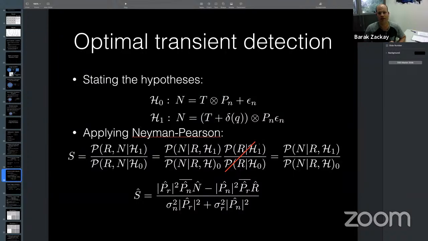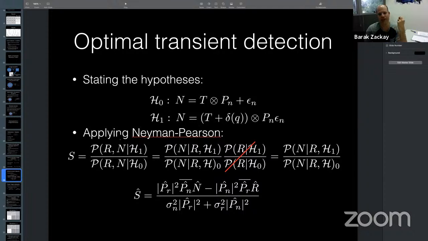Okay, so we already know we should treat it from first principles. So let's state the hypothesis. H0, no transient, means that there is an image, I don't know what it is, and it is convolved with some PSF, okay, and then some noise added. And the H1 hypothesis is the same unknown sky plus some new delta function at position q, okay? And this is convolved with Pn, and there's an addition of Gaussian noise, okay?